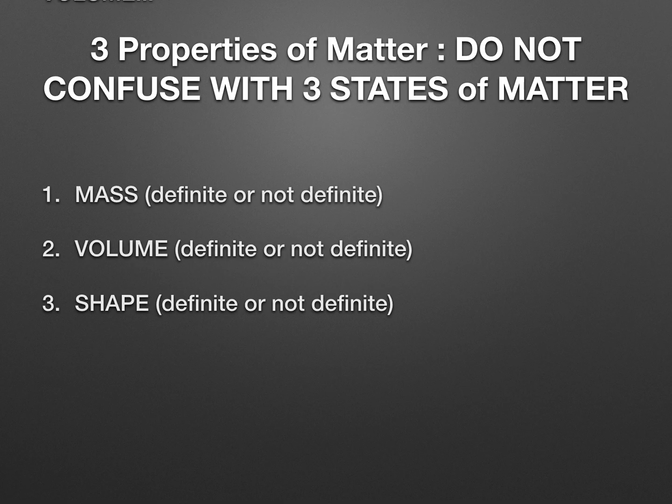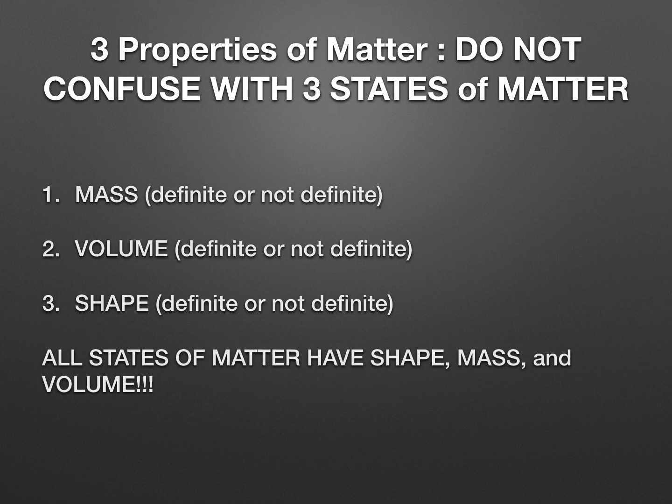Now you relate this with the three states of matter, because all states of matter have shape, mass, and volume, but they are not the three states of matter. So three properties: mass, volume, and shape.